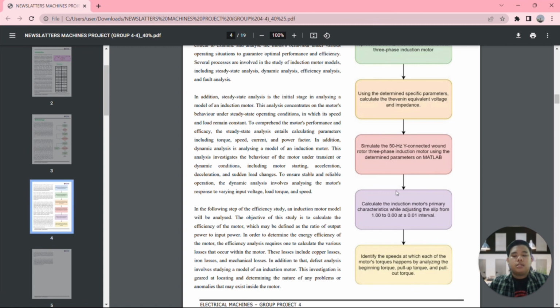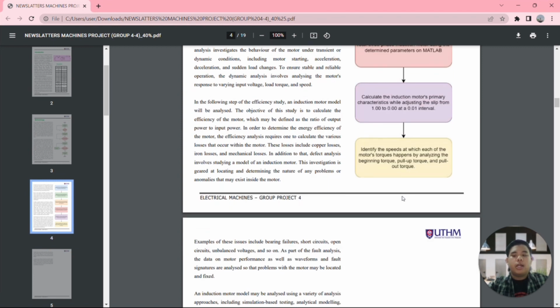Dynamic analysis analyzes an induction motor model. Motor starting, acceleration, deceleration and rapid load change are examined in this analysis. Dynamic analysis examines the motor response to input voltage, load, torque and speed to guarantee dependable functioning.